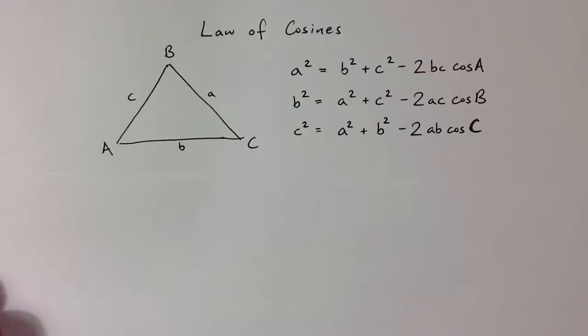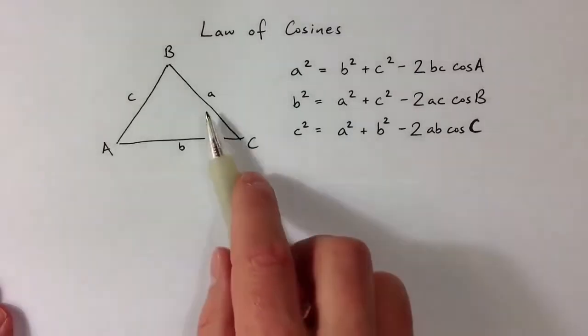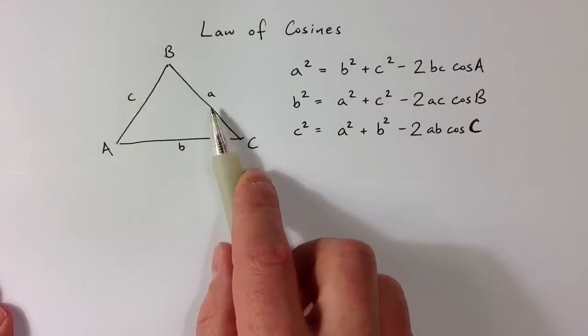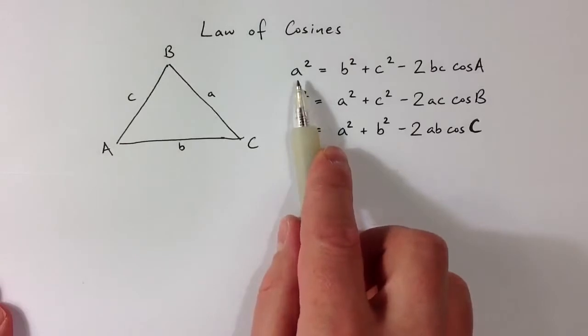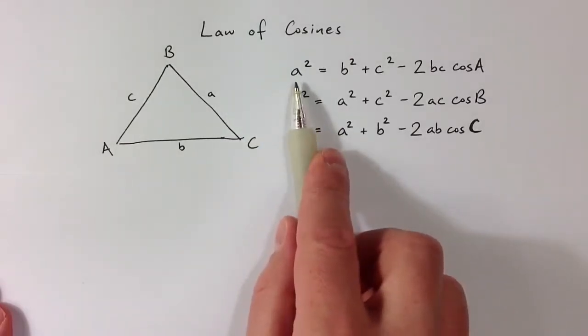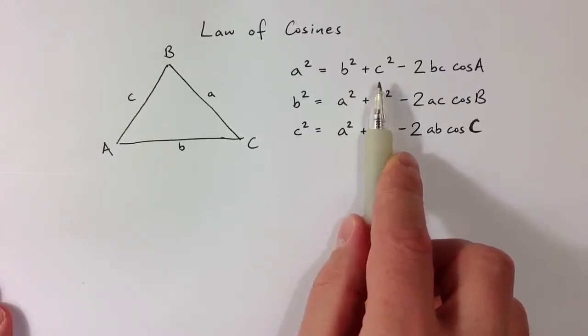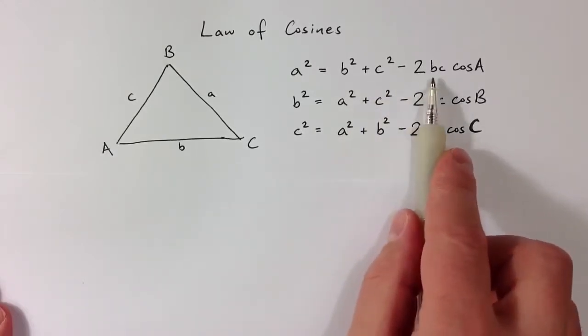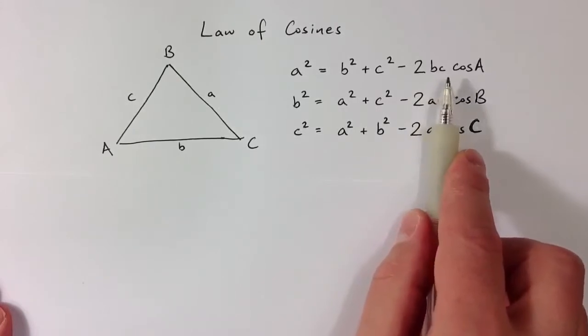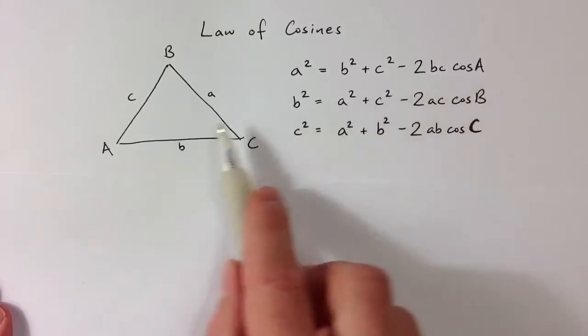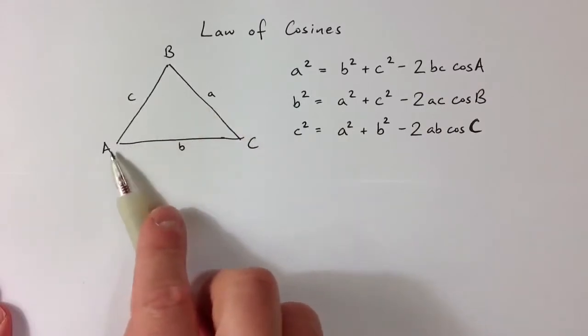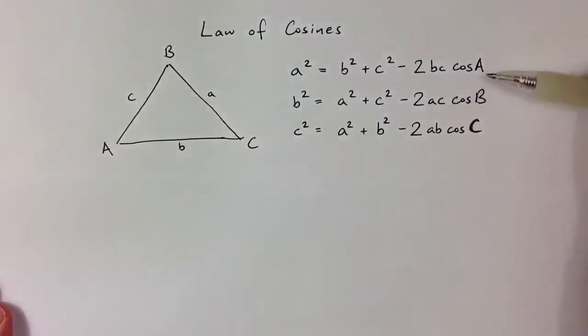Let's take a look at the law of cosines. The law of cosines says that for any side of a triangle, the square of that side, so the square of side A, is equal to the sum of the squares of the other two sides, B and C, minus 2 times the product of B and C times the cosine of A, which is the angle opposite side A.